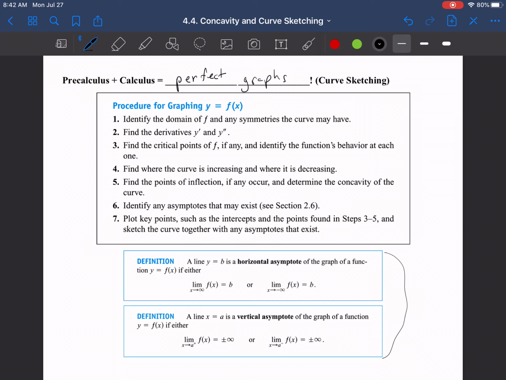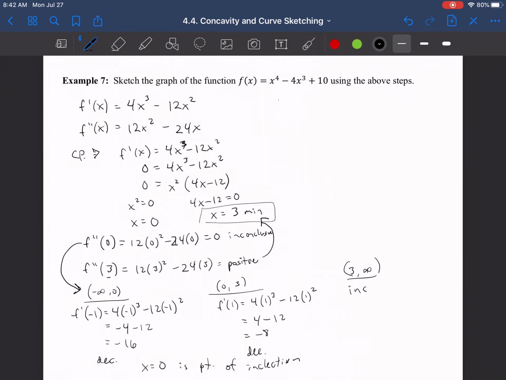And now we're going to plot some key points, if we know any x-intercepts or y-intercepts, so we can check for that. Like, where is y equal to 0? So 0 equals x to the 4th minus 4x cubed plus 10. So you can go through it and you could find those. I'm not going to spend time doing that, but go through and find wherever that is, and you'd get the x-intercepts.